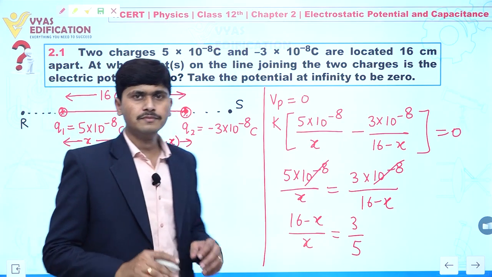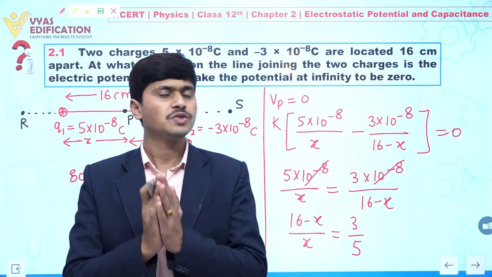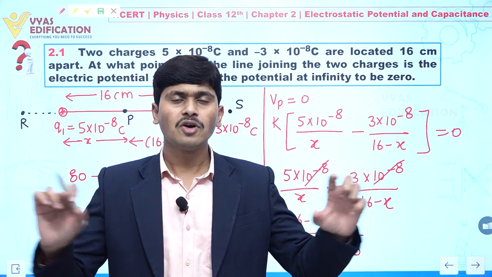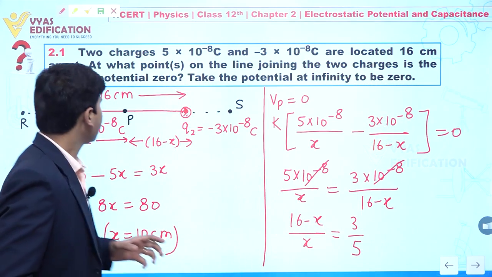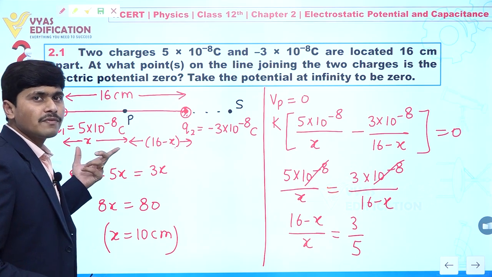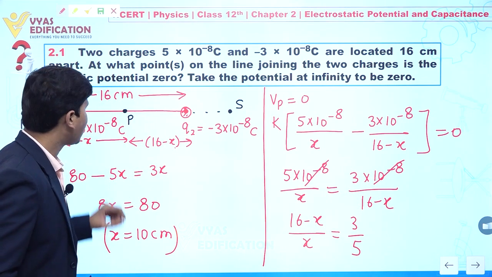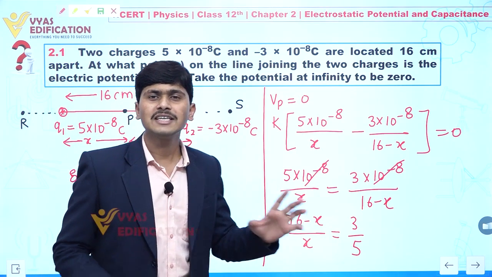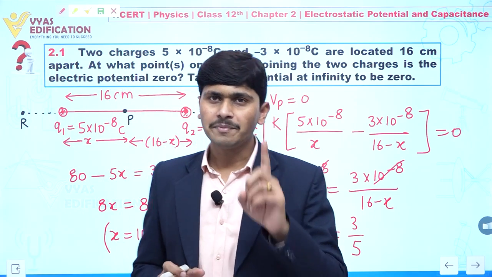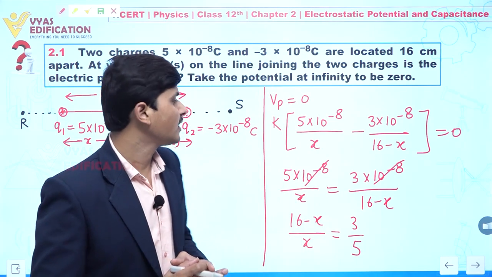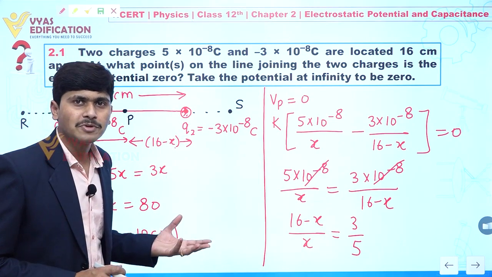It means that on the line joining these two charges, we can find a point 10 centimeter from Q1 and 6 centimeter from Q2 where the electric potential is 0, clear. So this is one position, where the x value is 10 centimeter, clear to you?